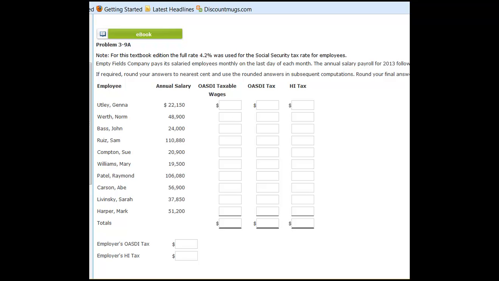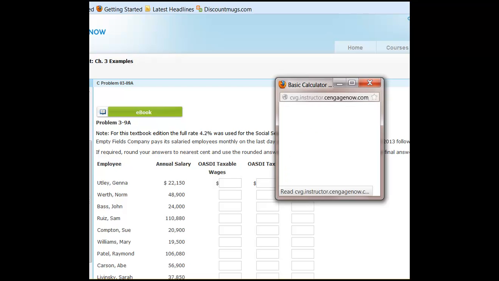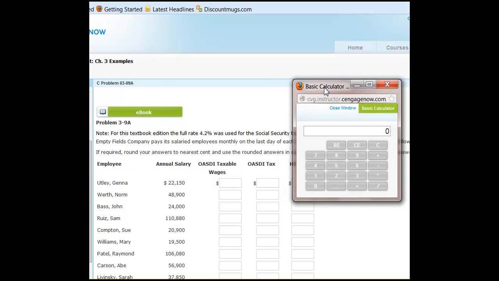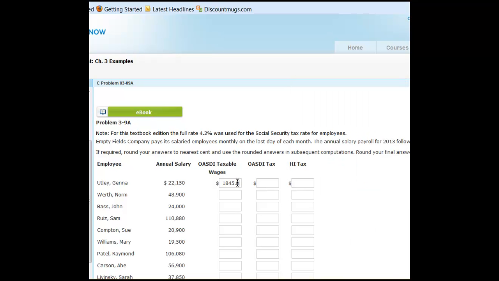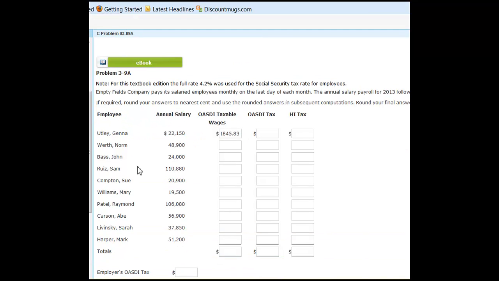The first thing that we have to do is, these are annual salaries, and they're going to get paid once a month. So we have to take all of our annual salaries and divide them by 12. So the first one, 2,150 divided by 12 equals 1,845.83. Okay, so then I'm going to take all of these others divided by 12, and I'm going to skip Sam because there's a special situation there. So I'm going to go through everyone but Sam, divide everything by 12, and I'll get my taxable wages.